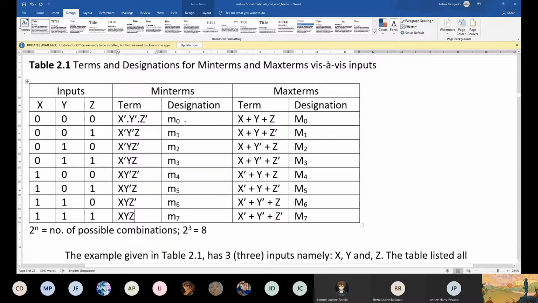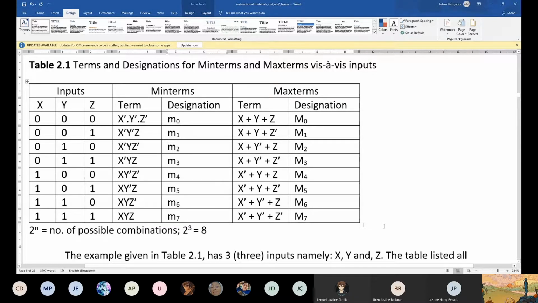Okay. So for the designation, these are the min-term numbers, 0 to 7. So we start with 0. When you say min-term 0, it means that x is 0, y is 0, z is 0. That's all. If min-term 1, that means that x is 0, y is 0, z is 1. Min-term 2, x is 0, y is 1, z is 0. Min-term 3, 0, 1, 1, up to min-term 7. When we say min-term 7, that means that x is 1, y is 1, z is 1, or simply x, y, z. Okay? Clear?